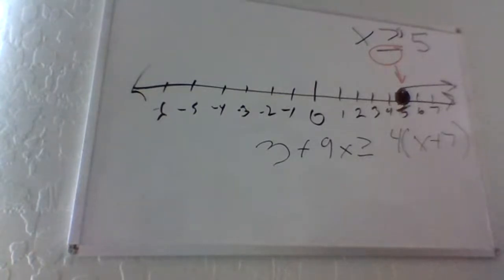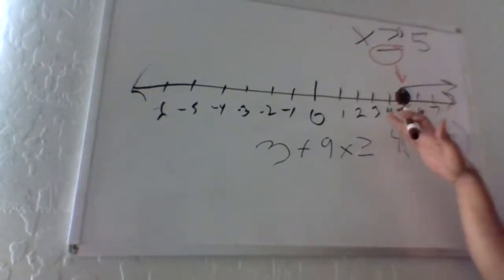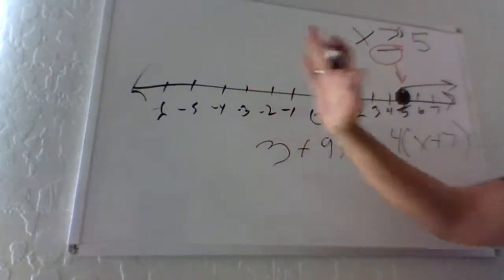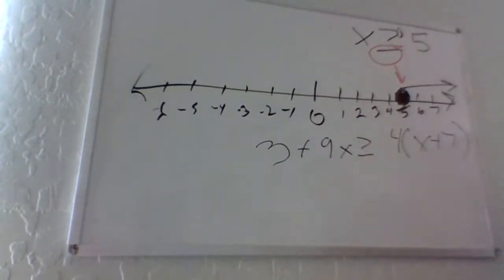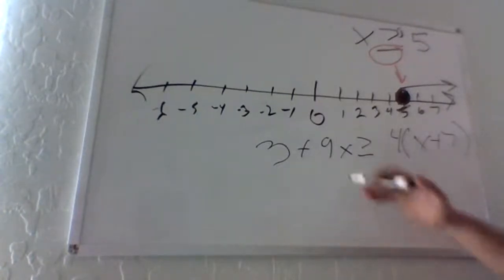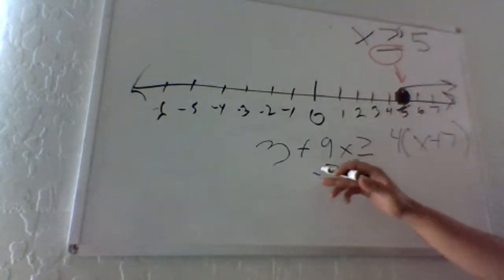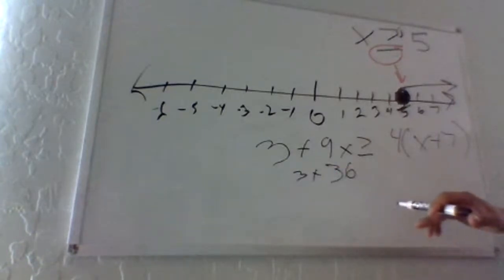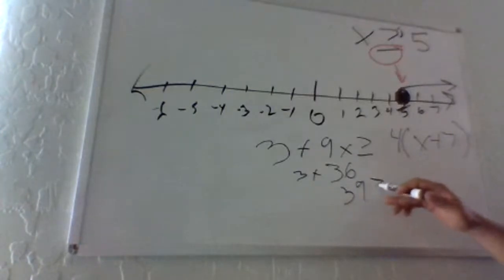We'll continue on. Okay, so let's say we make this 4, right? Let's say we want to test it. Is this even true? Is everything that's not 5 or greater going to make this equation not true? Well, let's see. What's 9 times 4? 9 times 4. What is it? 36. Plus 3 is what? 39. Yep.